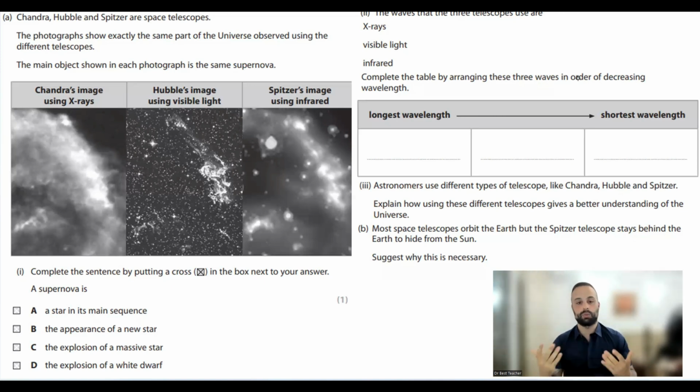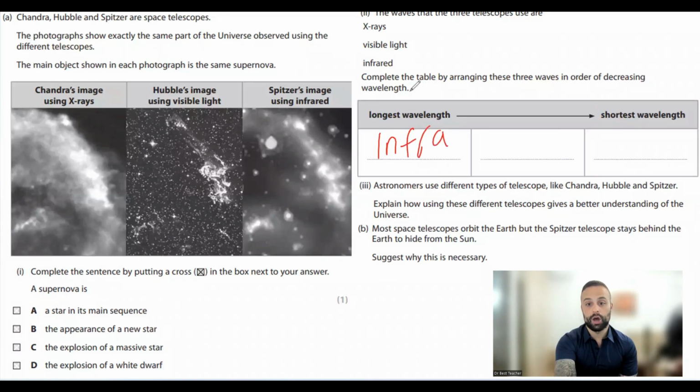Now, what is the longest wavelength? The longest wavelength would be infrared. That is more to do with the heat. So infrared would go from here. The shortest wavelength, okay, then it goes to visible light. So visible light is the one we can see.